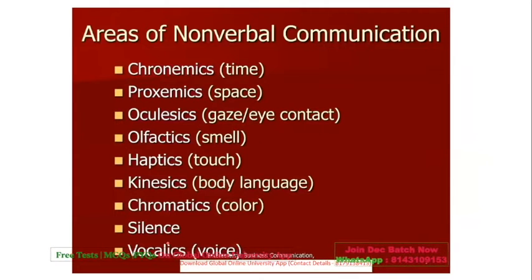I have once again repeated the same thing. Chronemics is time, proxemics is space, oculesics is eye contact, olfactics is smell, haptics is touch, kinesics is body language, chromatics is color, silence, and vocalics is voice. You have to be careful because these things are seen quite frequently in the question papers.